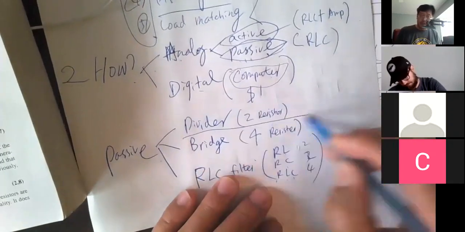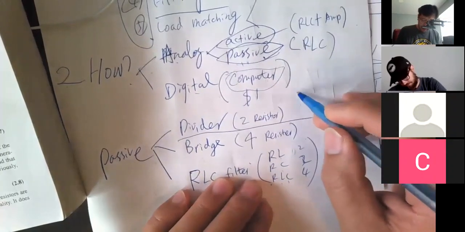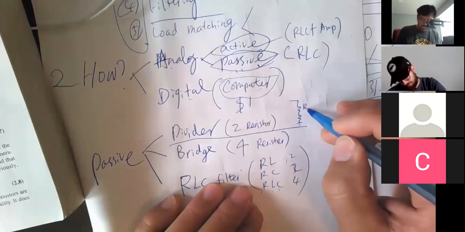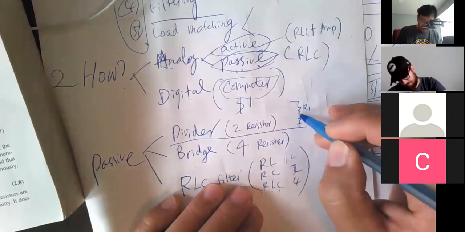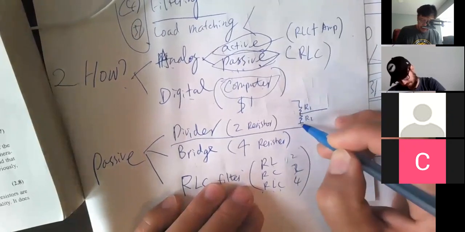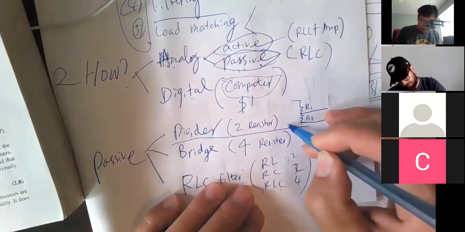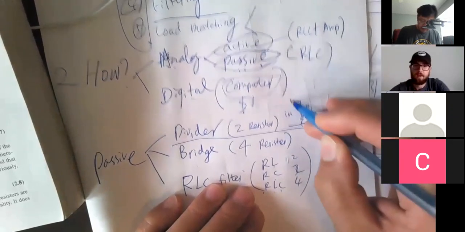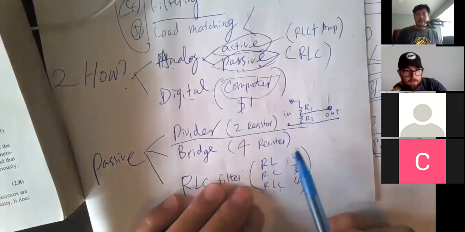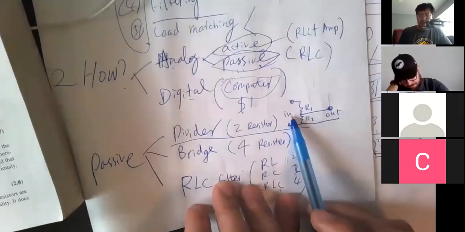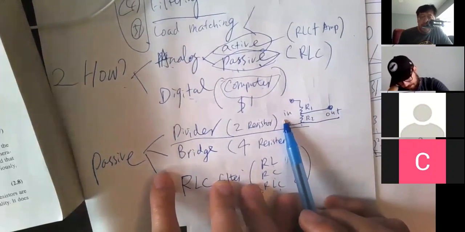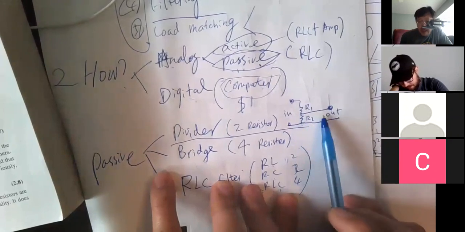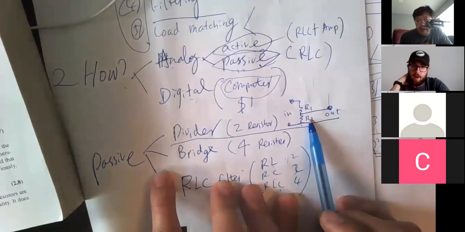So let's look at the first one, 2 resistors. That's how the divider works, 2 resistors. So this is resistor number 1, resistor number 2. They are connected in series. And this will be my input, this will be my output. So the divider circuit is extremely simple. It's just 2 resistors. And the input is connected to both resistors. Output is only connected to 1 resistor.